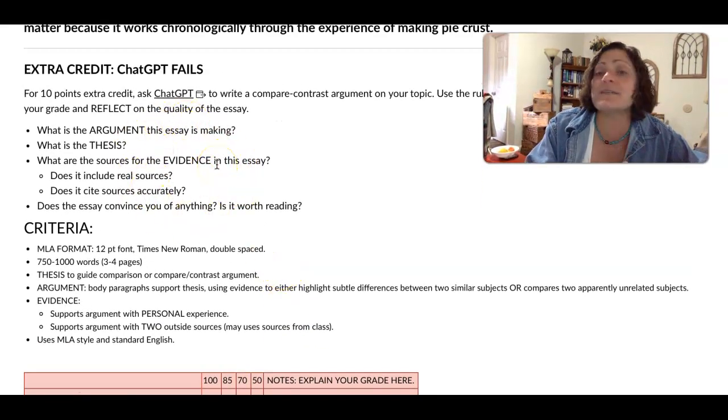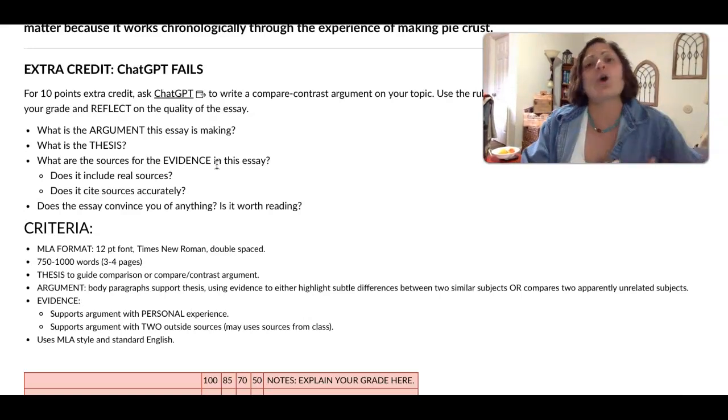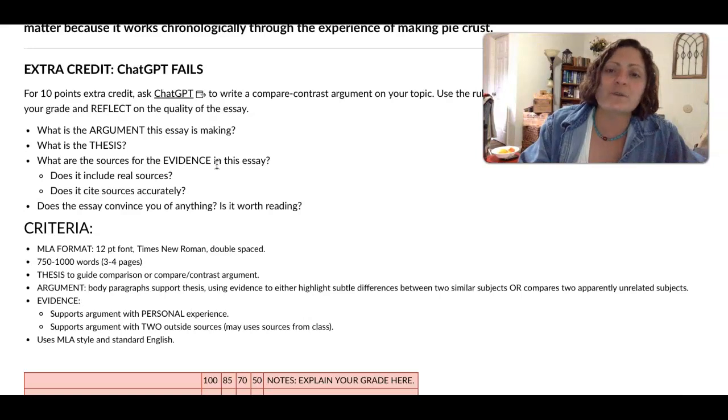these points, which is: is it making an argument? What is the thesis? What are the sources of evidence for the essay? Does it have real sources? Check it out. If it includes sources, can you find them? Does it use the sources accurately? Does it cite them accurately? And finally, does it convince you of anything? When you read it, do you think, wow, this is really good? Or is it just noise and information in a sea of noise and information?